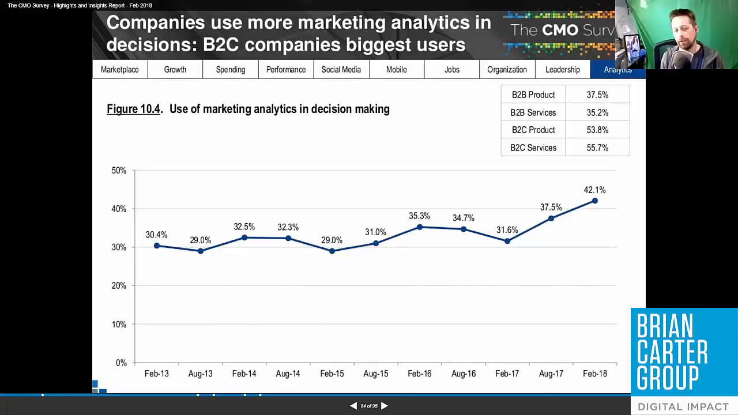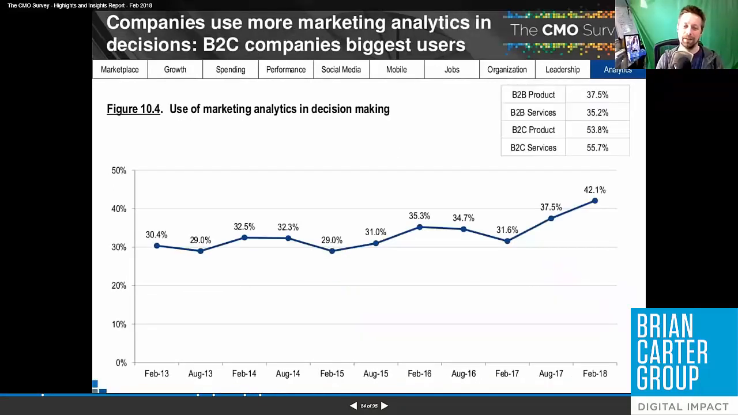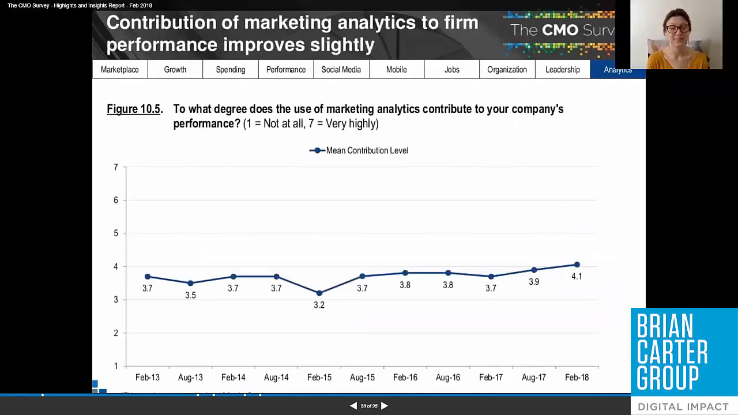The use of marketing analytics in decision making is increasing, 42%. That's good. That means that 58% of companies don't use analytics in making decisions. Not good. 60% of companies just go with their gut. Well, it's Tuesday. Let's go left. What are you going to do? 60% of companies will go out of business. Well, if they're unlucky.